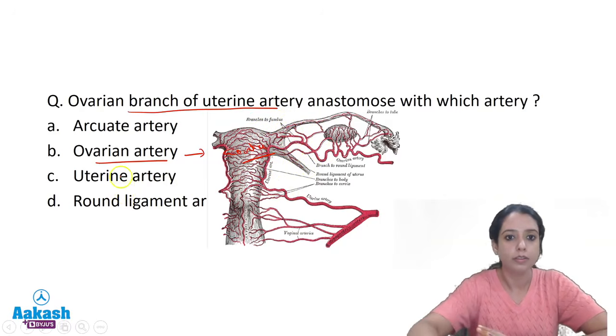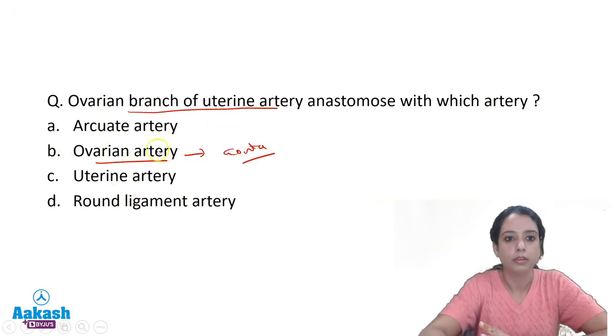Then another one was uterine artery. No, the uterine branch of ovarian artery was there. So the ovarian artery anastomoses with the ovarian branch of the uterine artery.